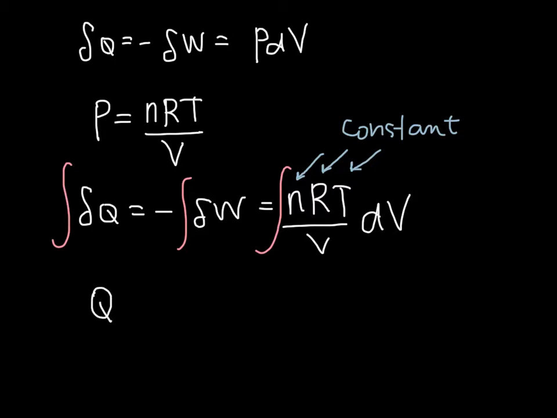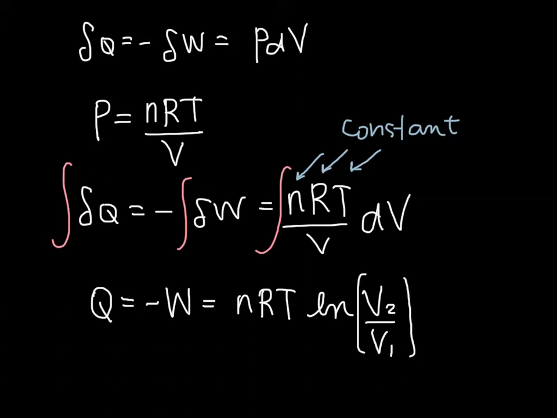And we end up with Q is equal to the negative of W is equal to nRT times ln of V2 over V1. So in an isothermal process, we use this equation here at the bottom to calculate both the heat transferred and the work done. And we remember that delta U equals 0, and that allows us to find everything we need to know for the first law for an isothermal process.